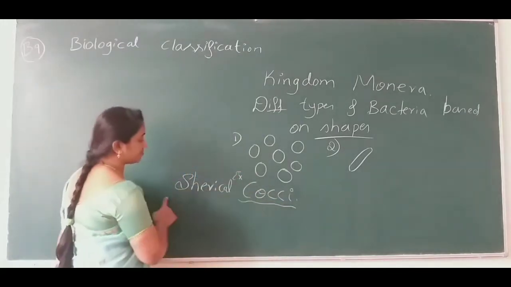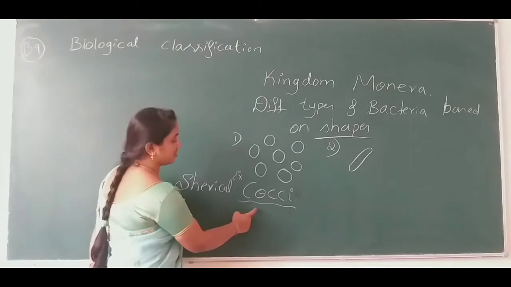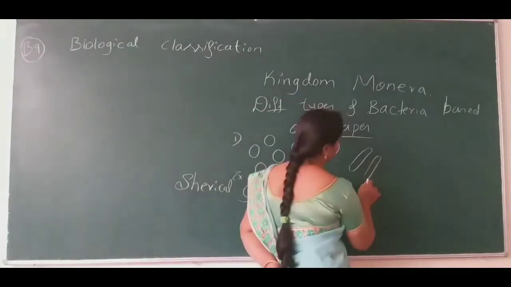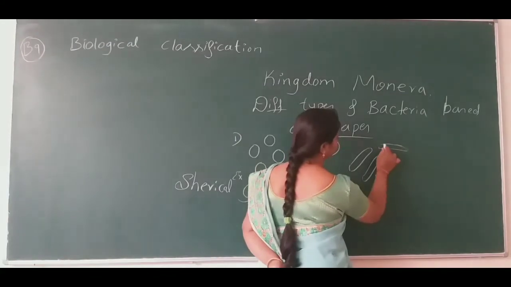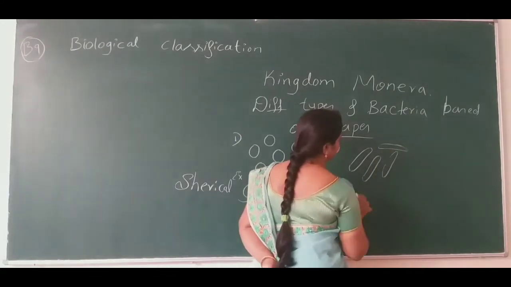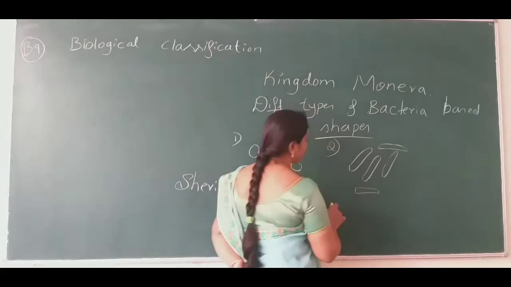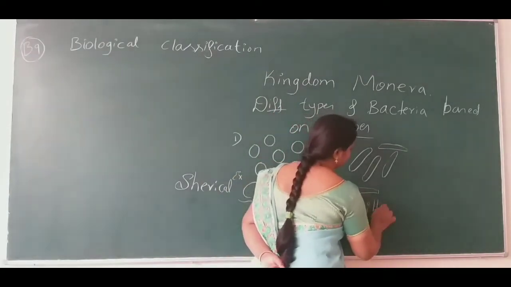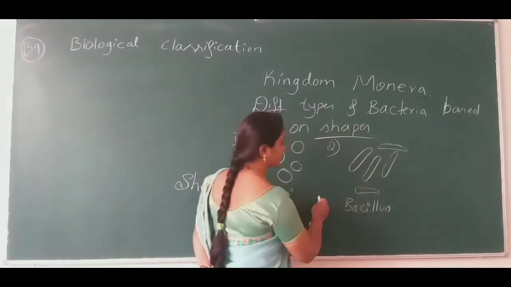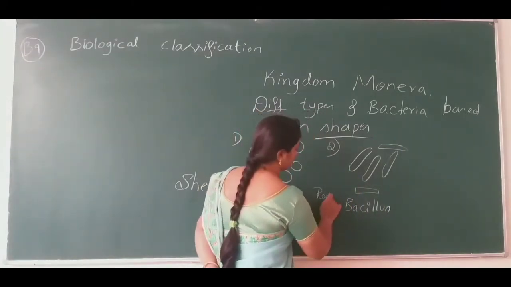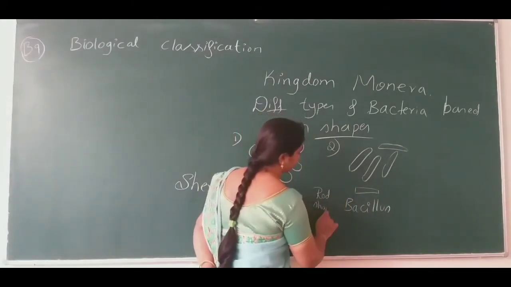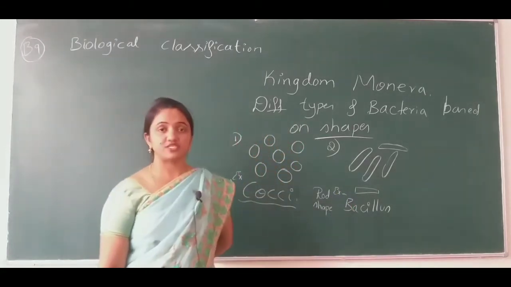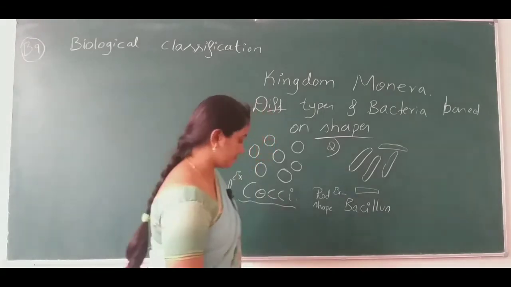This is the shape name and this is the bacterial name. And here, one more they have given in your NCERT book. The name of this bacteria is Bacillus, and the shape of the bacteria is rod shape. Example, Bacillus, rod shape bacteria.